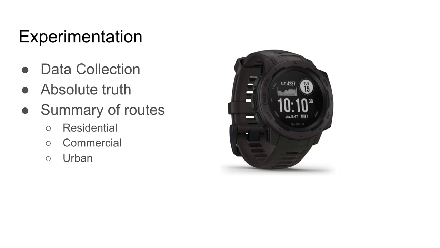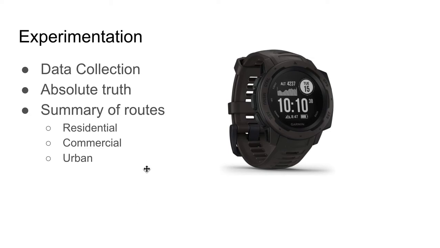In terms of experimentation, as I said before, I collected data using this GPS watch. This is a Garmin Instinct, I believe is what it's called. For absolute truth, I actually walked 3 routes, and I took a video as I was walking. So after the fact, I could go back and timestamp exactly when I crossed each intersection and then interpolate that data to match the time series from the GPS watch.